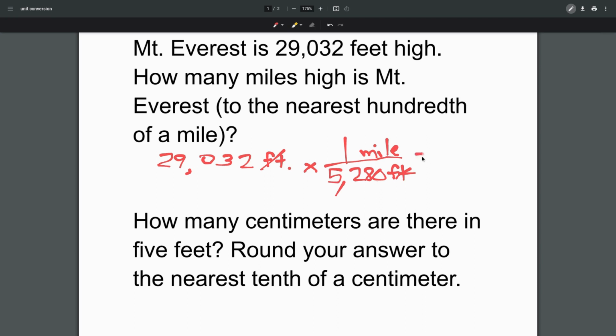And when we do that, I did this on my calculator, we get 5.498. And it keeps going after that, but 5.498 miles, and we want to round this to the nearest hundredth of a mile. Well, we have an 8 here, meaning we're going to have to round the 9 up. But if we round the 9 up, really it rounds this up. So if we're rounding to the nearest hundredth, we're going to round to 5.50 miles.